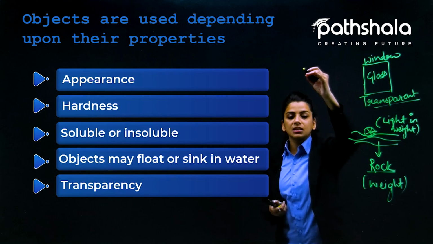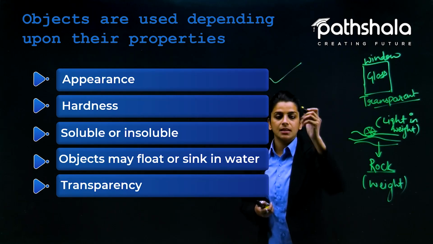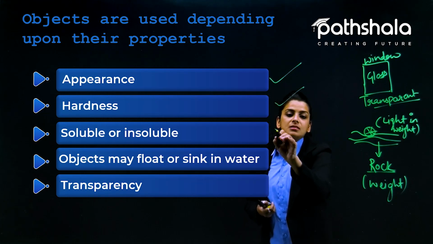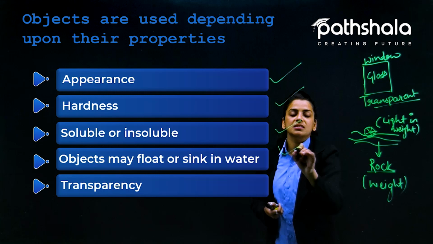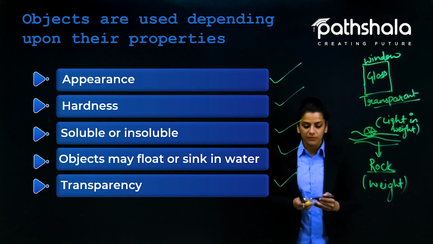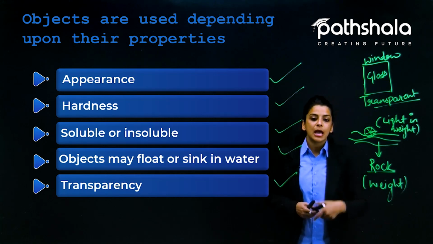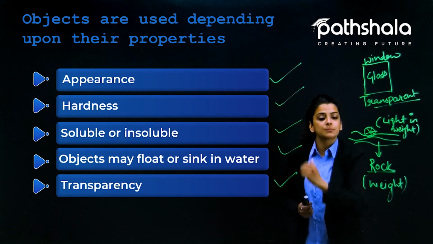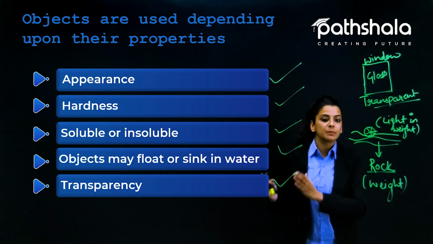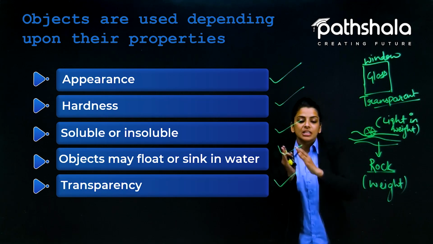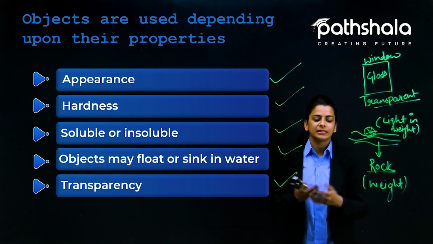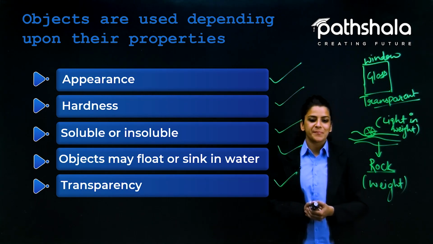So yes, हमने किन-किन के बारे में पढ़ा है? Appearance, कि दिखते कैसे हैं? Hardness, if they are hard or soft. Thirdly, if the object is soluble or insoluble. Objects that may float or sink, and transparency of the objects. So why exactly are we studying the properties of these substances? Because if we know about these properties, we can categorize these objects for using them for different purposes, right? So these properties only help us to live a better and comfortable life because we use them accordingly.